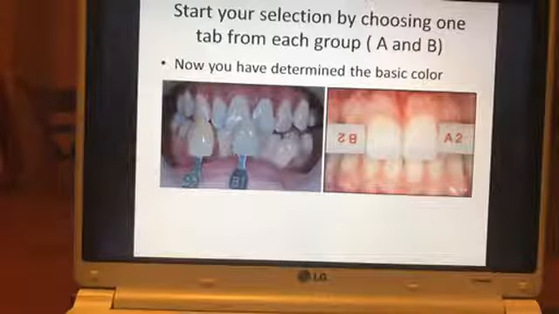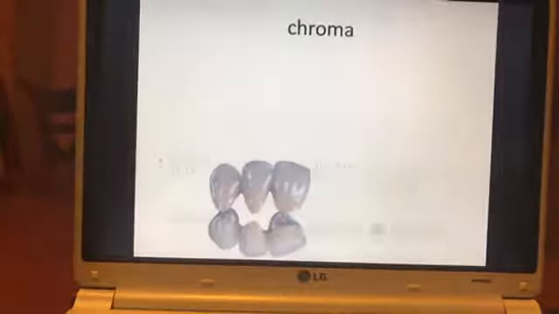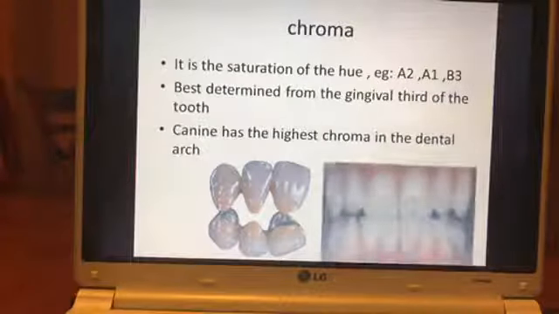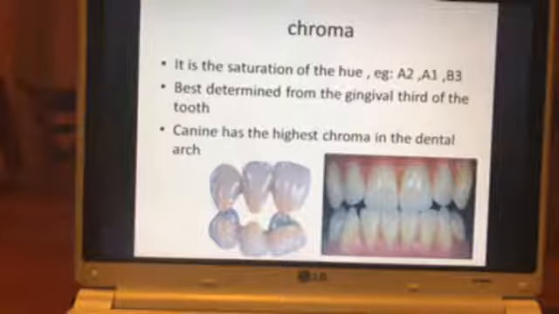So take it from me right now, A group is the dominant hue, and then later when you get expert in color selection, you can do some variations. So we solved the problem of the hue, it is always A. The second thing right now is the chroma. What is the chroma? Chroma is the saturation of the hue.